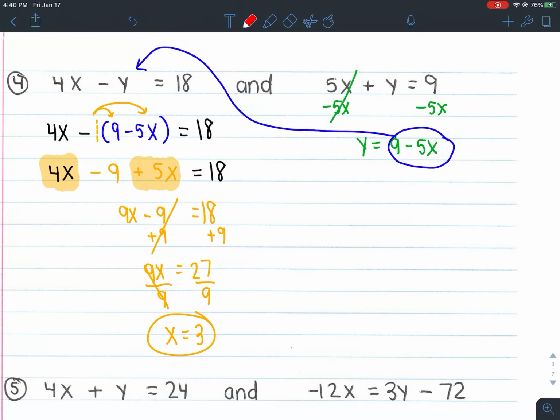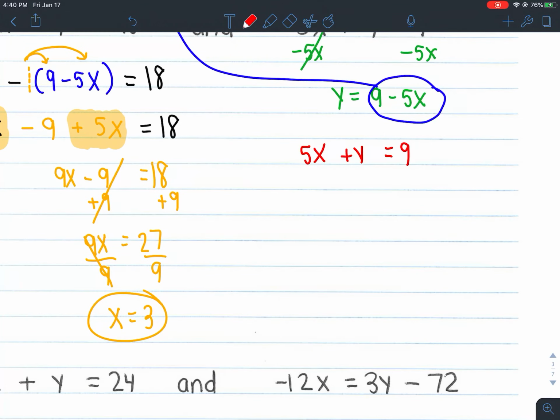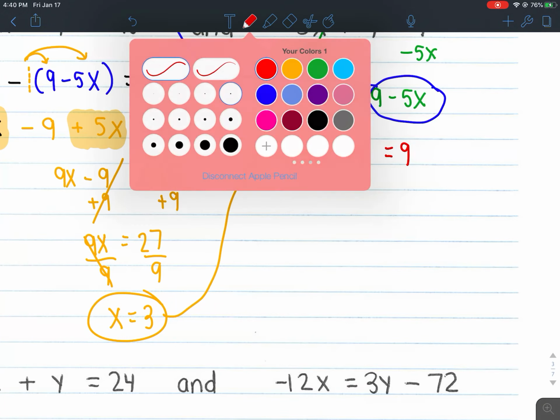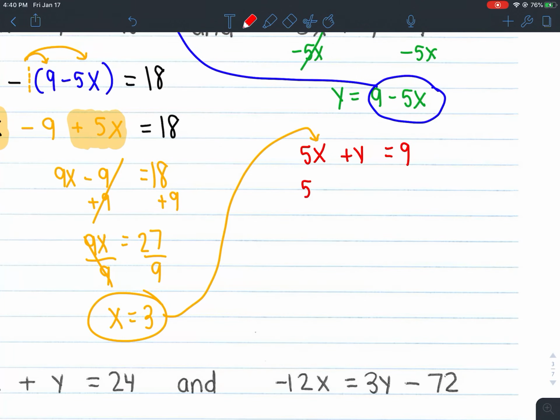Now I'm going to pick an equation. It doesn't matter which equation I pick. I'm going to go ahead and pick the one on the left. I could pick the one on the right. Oh my gosh, I'm getting left and right mixed up. I could pick the one on the left, but I'm going to go ahead and pick the one on the right just because. 5x plus y equals 9. So the next thing I'm going to do is substitute in 3 for my x value because I know that's equal to 3. So we have 5, and in parentheses, 3 plus y equals 9.